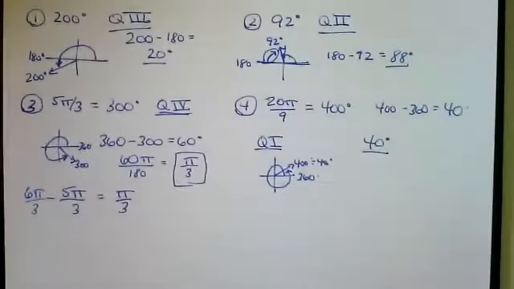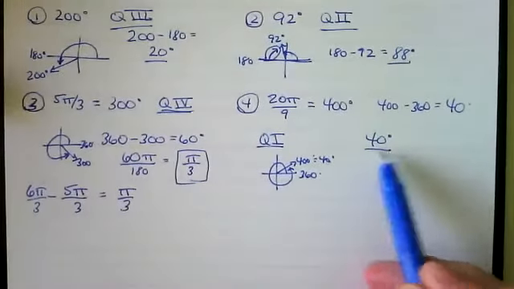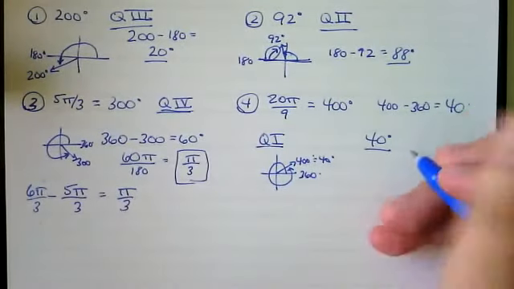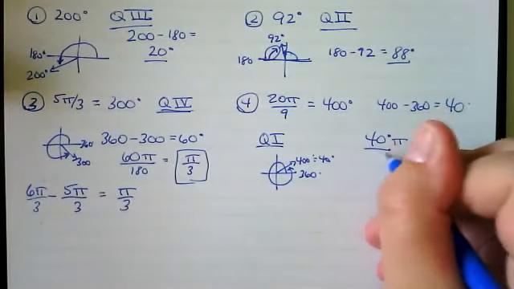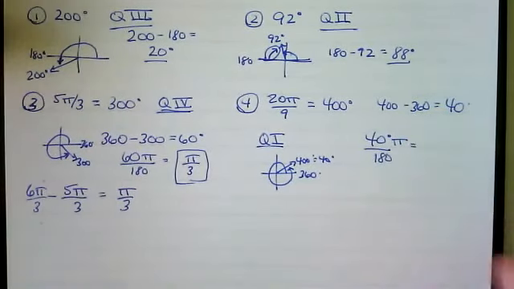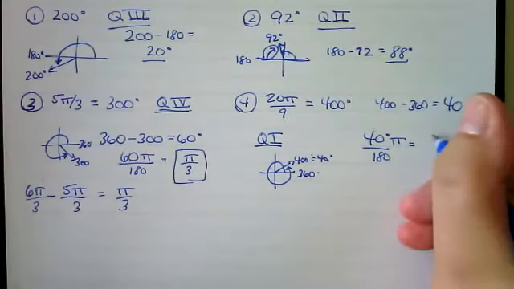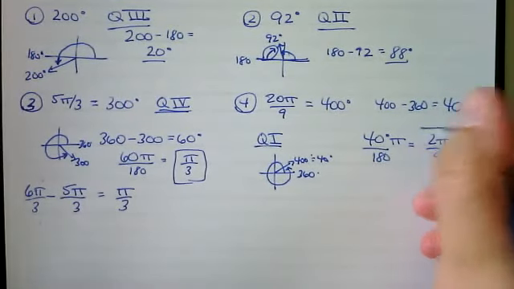And I just realized for number 4, we did not finish that one because I gave you a degree measure, and it has to be in radians. So now we have to convert this back. So we're multiplying by pi over 180, and we're going to simplify that. So 40 divided by 180 is just 2 pi over 9. And that's our final answer there.